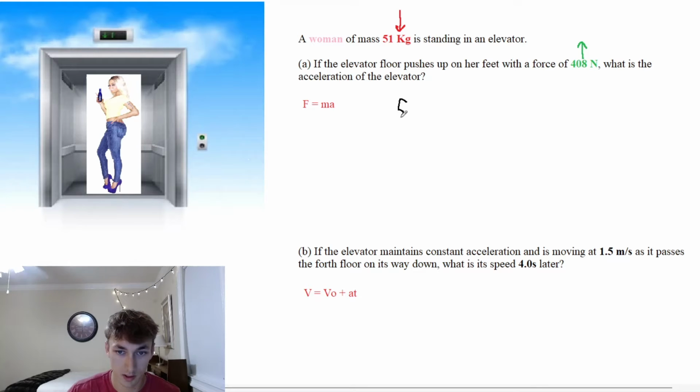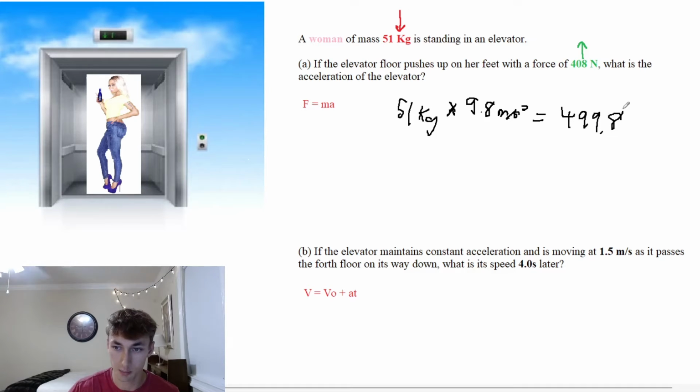So we go 51 kilograms, and in order to turn that into newtons, we need to multiply that by gravity, which is 9.8 meters per second squared. Then you put that in your calculator, and you get 499.8 newtons downward. And we need to find the total force, so that's going down, and we got 408 newtons pressing upward.